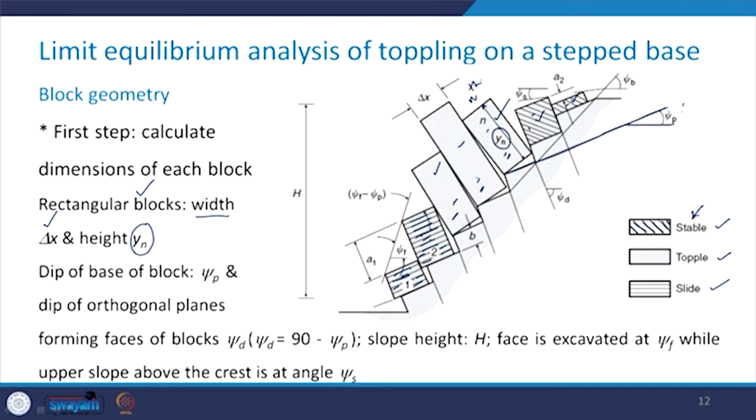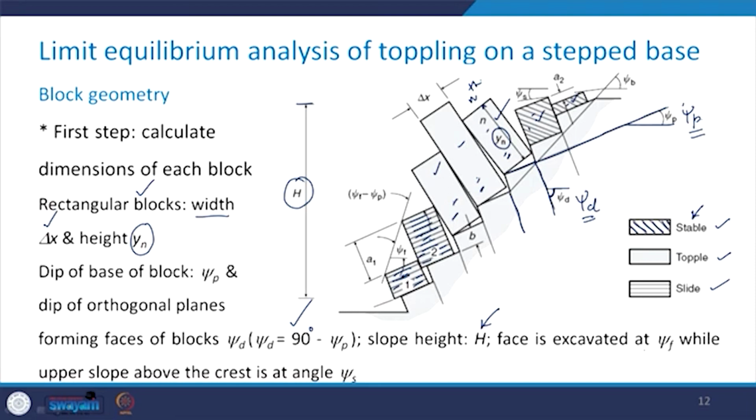This angle is psi p, and the dip of the orthogonal planes which are forming the faces of the block, that means these planes, has been considered as psi d, which is this angle. And there is a relationship between psi d and psi p, which is given as psi d is equal to 90 degrees minus psi p. The slope height is represented by capital H, which has been shown here.